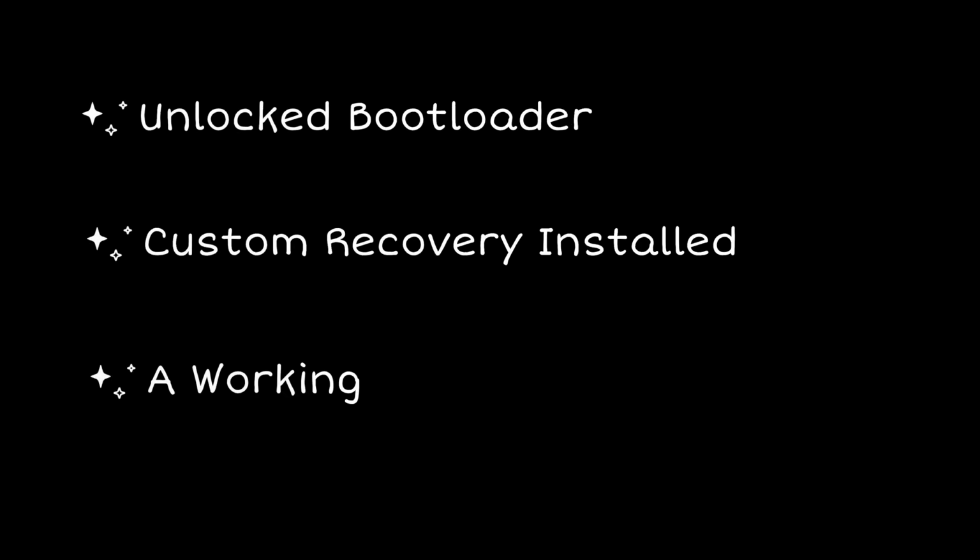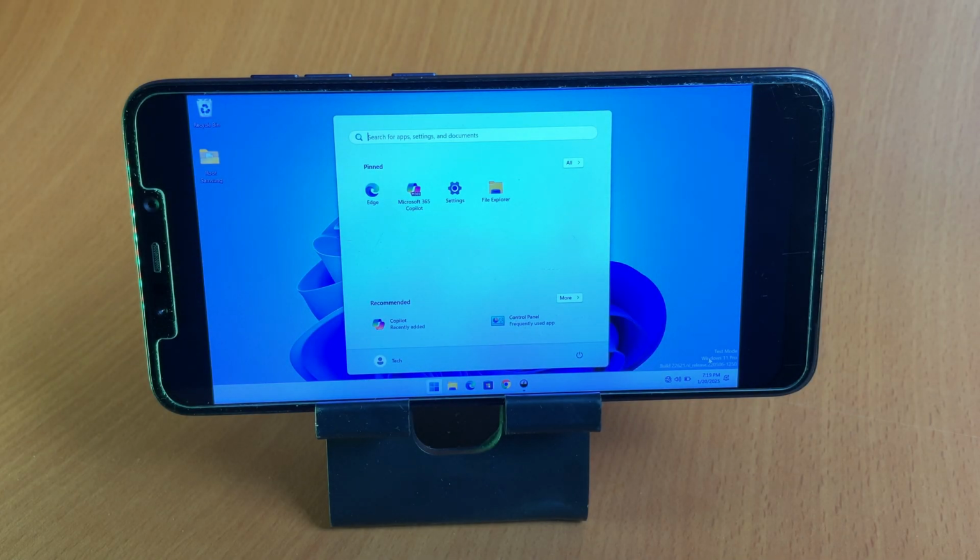Now before we begin, here is what you will need. First, make sure your phone has an unlocked bootloader. Second, a custom recovery installed. And most importantly, a working brain. Don't skip any step, just follow along if you are a Poco F1 user. Now enough intro, let's start with the big question.